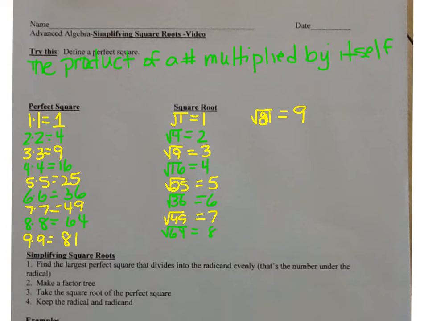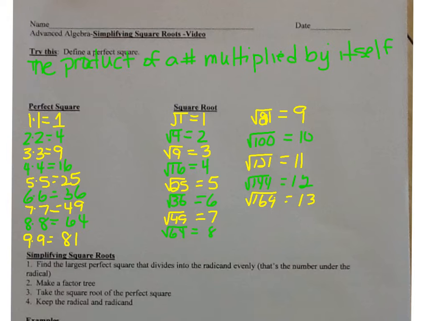Let's do a few more. The square root of 100. What number multiplied by itself is 100? That's 10. The square root of 121. What multiplies by itself to give you 121? That's 11. The square root of 144 is 12 because 12 times 12 is 144. The square root of 169 is 13. 13 times 13 is 169. And obviously we could keep going and going.